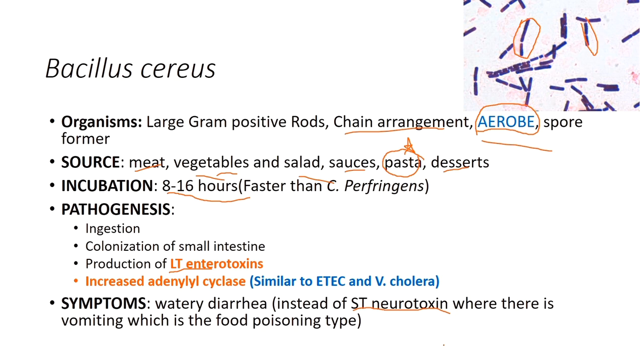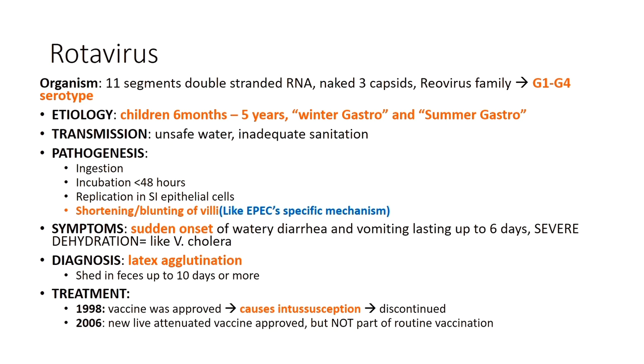So now on to rotavirus. I've referred to this twice, so let's talk about this guy. This is an 11-segmented double-stranded RNA virus. So this is one of the only viruses within your group 3 viruses. It is naked with 3 capsids, so it's group 3. And guess what? It's got 3 capsids. So that's how I organize rotavirus to group 3. It's in that reovirus family, and we have multiple serotypes.